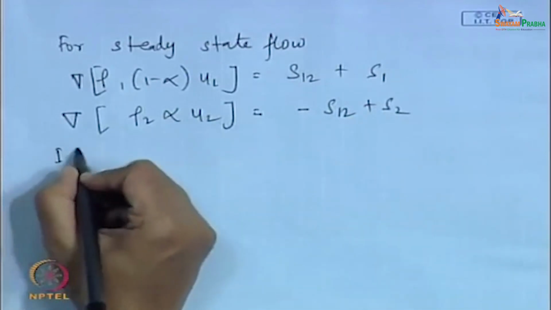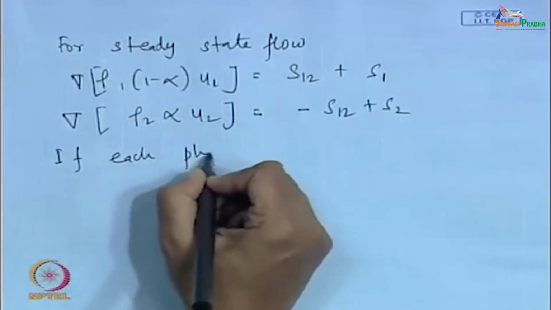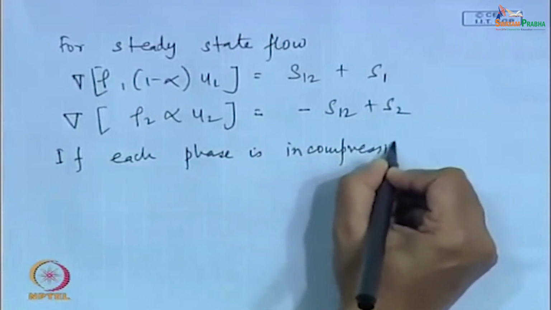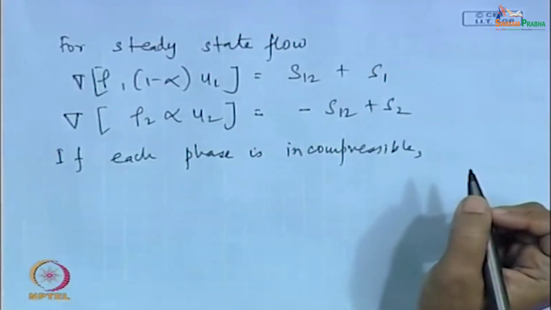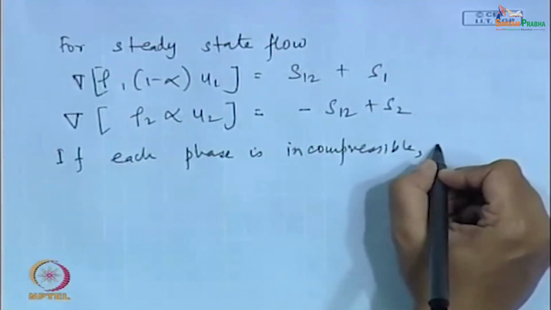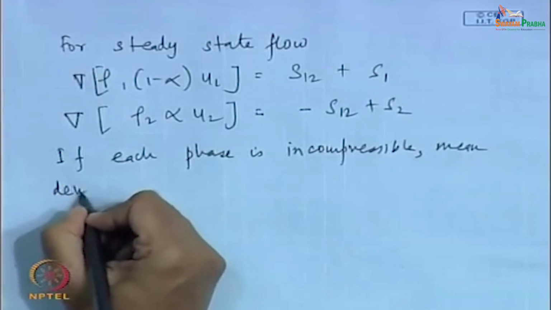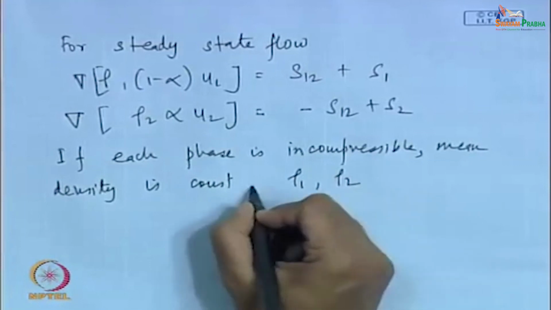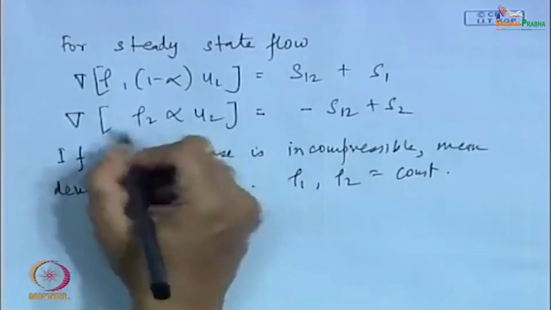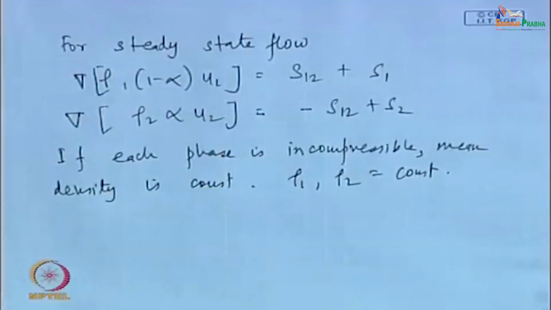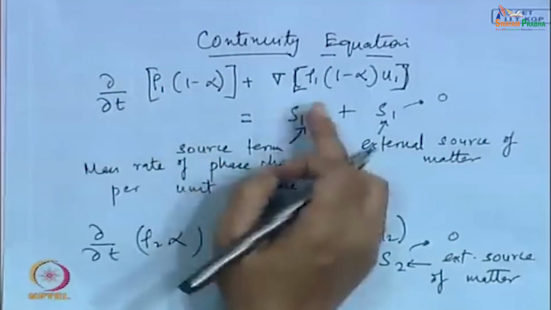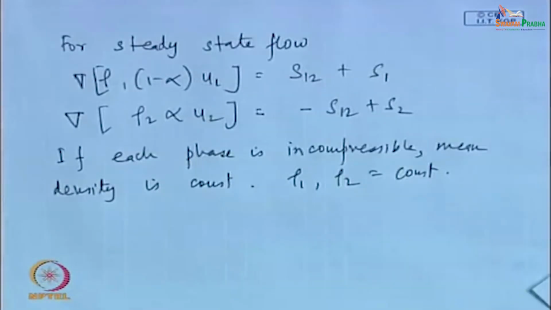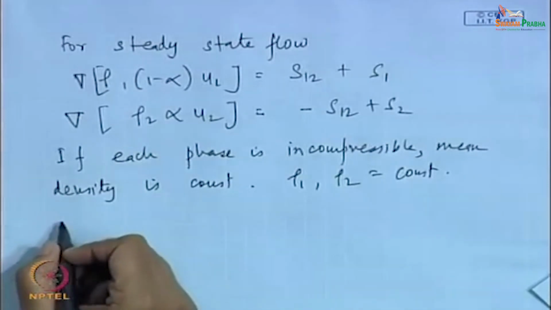Next, if each phase is incompressible, what do you expect? Your mean density becomes constant, or in other words, your rho 1 and rho 2 are constant. So they come out of this equation, is it not? So under that condition, what type of continuity equation do you expect?